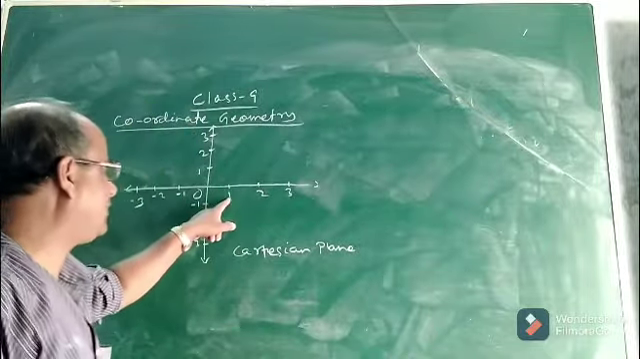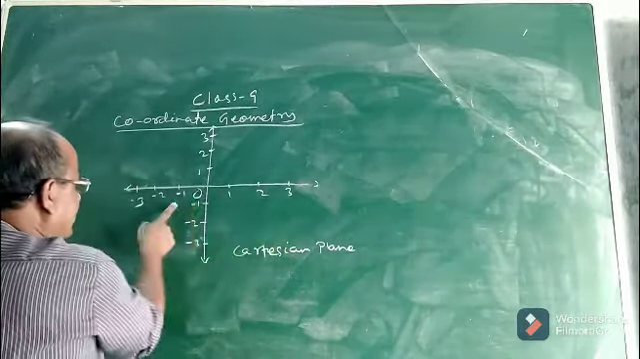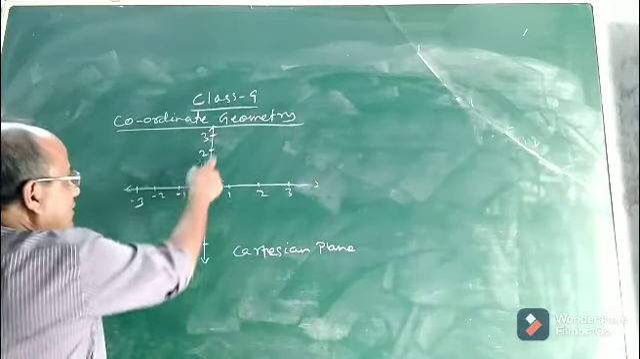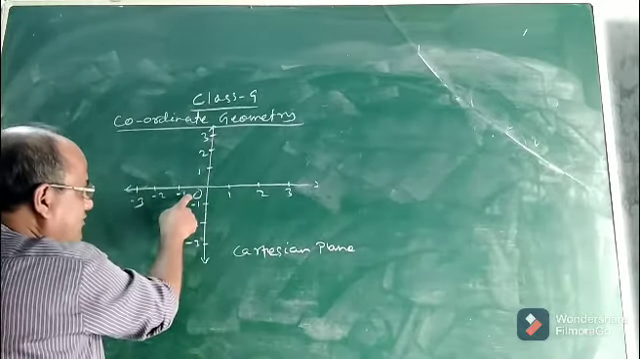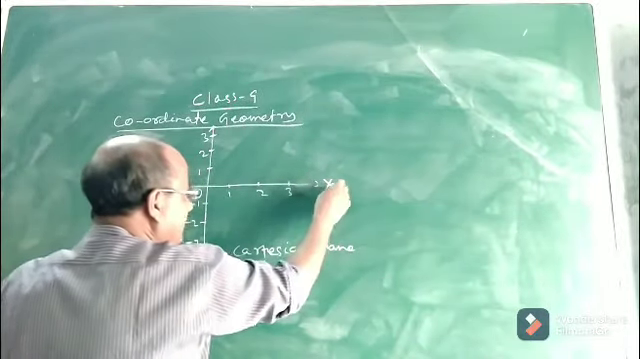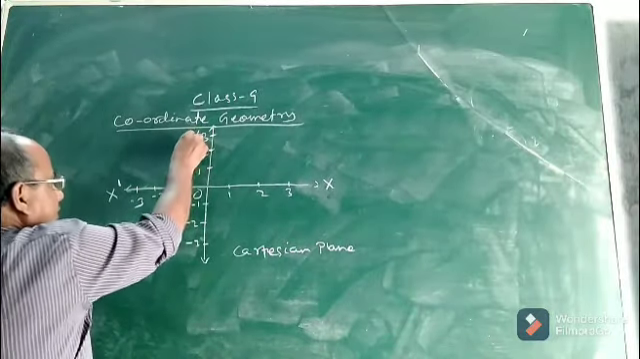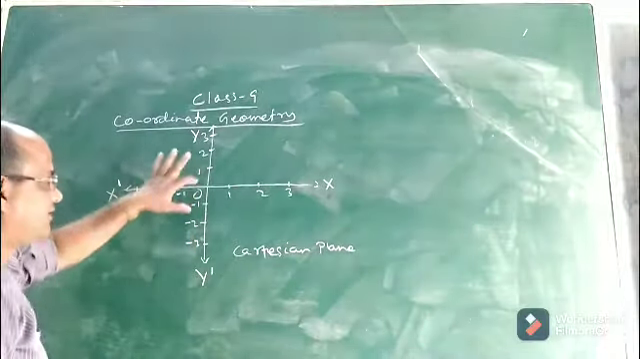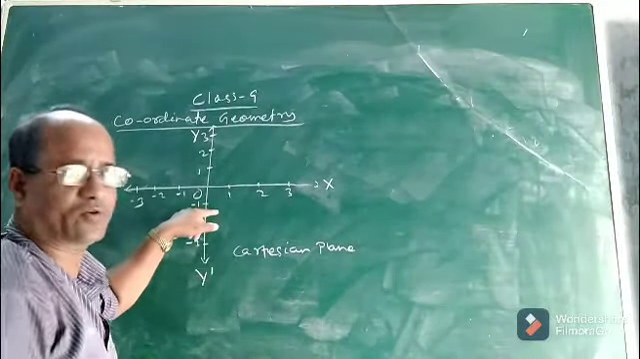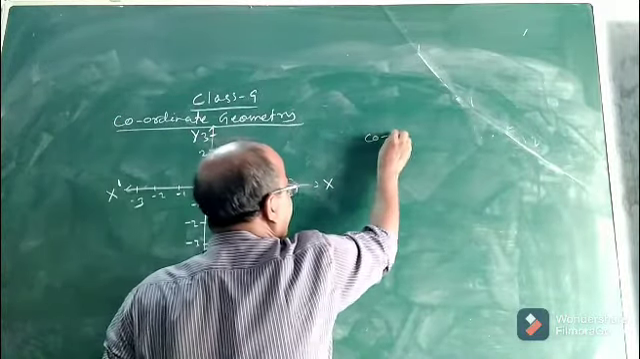Look at what I have drawn here. This is one number line representing positive integers, negative integers and 0. This is another number line representing positive integers, negative integers and 0. Let the name of this axis be x and x dash, and name the other axis as y and y dash. So in this figure there are two axes, and these two axes are called coordinate axes.